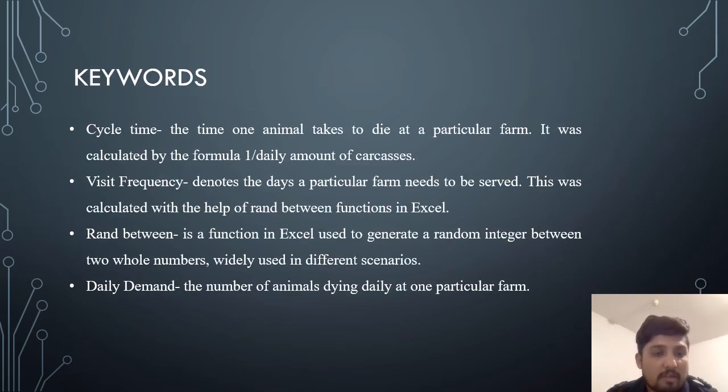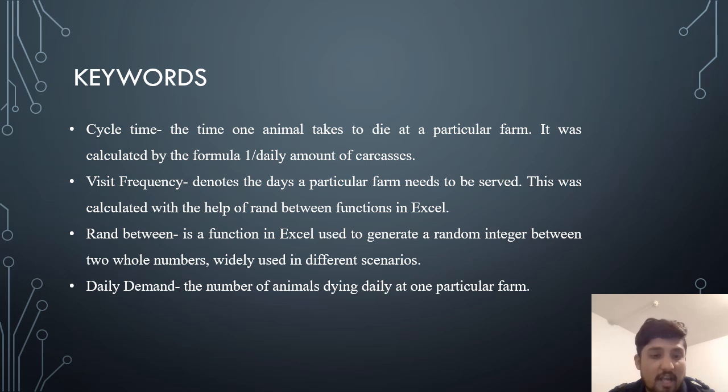To begin with, we will discuss the keywords which are very imperative to my thesis. Firstly, the cycle time, the time that one animal takes to die at a particular farm. It was calculated by the formula 1 divided by the daily amount of carcasses. Second is the visit frequency, which denotes the days a particular farm needs to be served. This was calculated with the help of the RANDBETWEEN function in Excel, which generates a random integer between two whole numbers and is widely used in different scenarios.